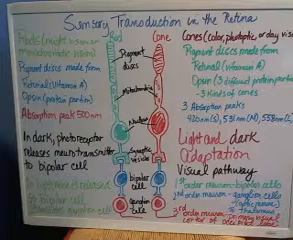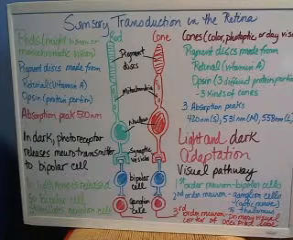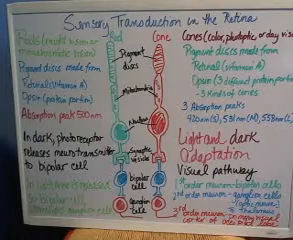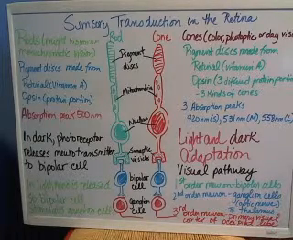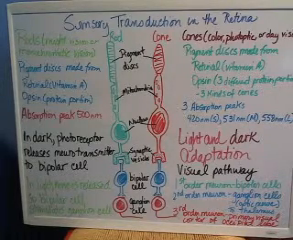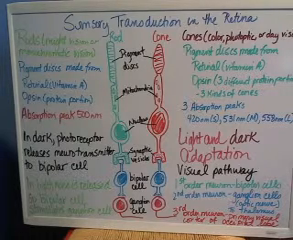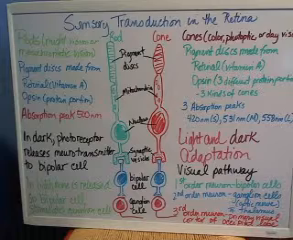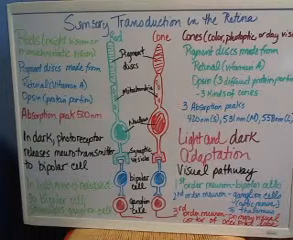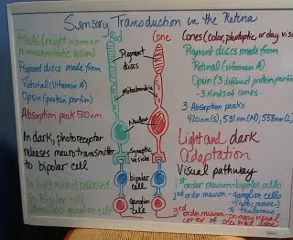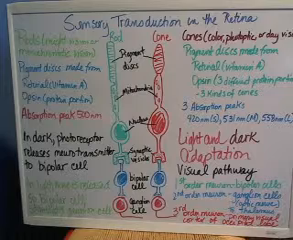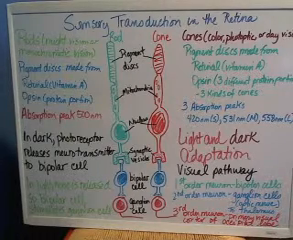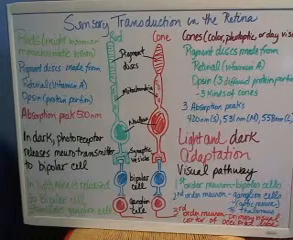The rods have an absorption peak at 500 nanometers, but because there are three different types of cones, depending on each type of opsin, there are going to be three different absorption peaks. So, cones that have an S opsin have an absorption peak at 420 nanometers, M opsins have an absorption peak at 531, and L opsins have an absorption peak at 558 nanometers.